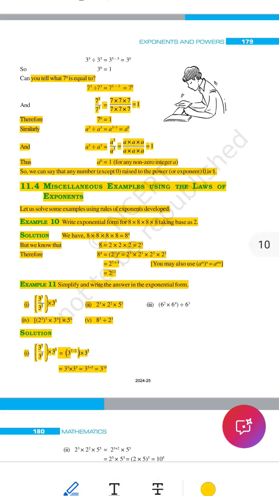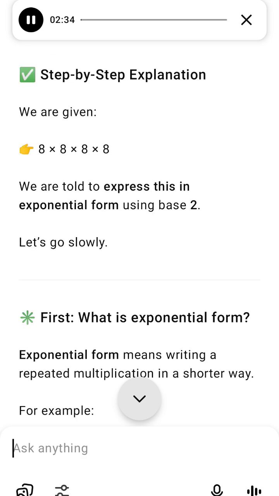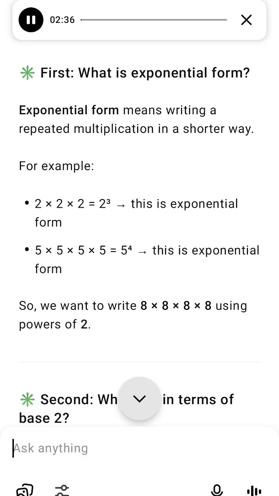2. Power of a power rule. When a power is raised to another power, multiply the exponents. Formula: (a^m)^n equals a^(mn). 3. Multiplying powers with the same base. Add the exponents when the base is the same and you're multiplying.